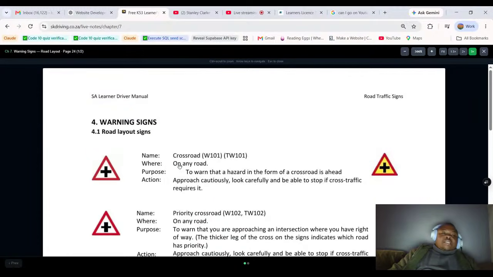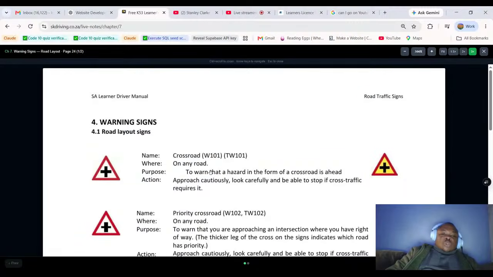These are warning signs, guys. You see warning signs by their triangular shape. I want you to notice that, guys. They are triangular, and these signs warn you of a hazard that's ahead, meaning it's not something that you see immediately. It's something that's ahead, right?